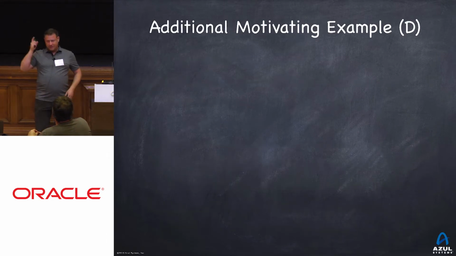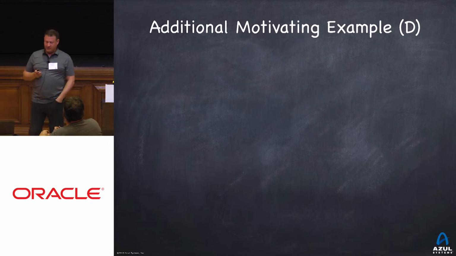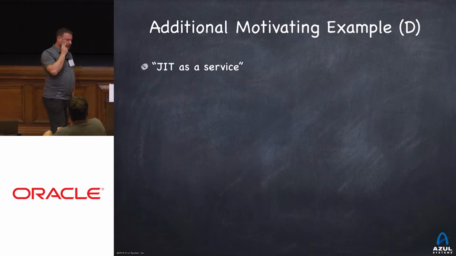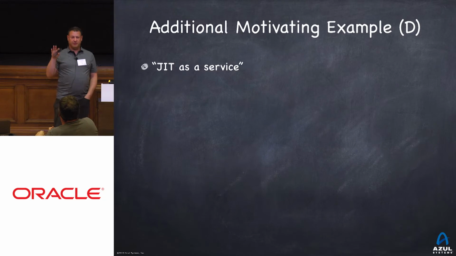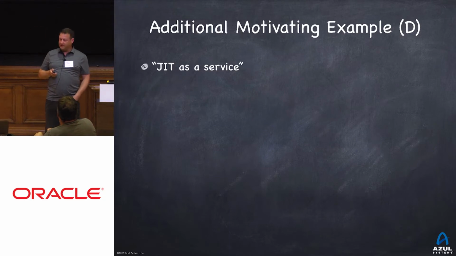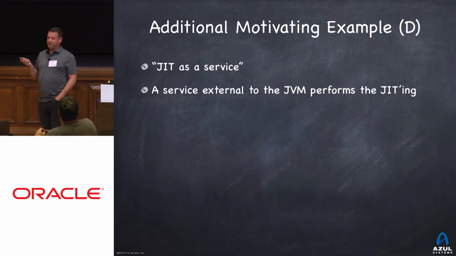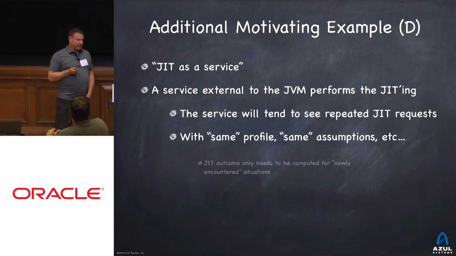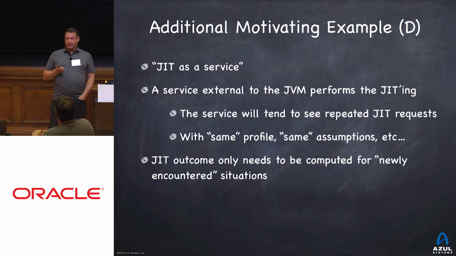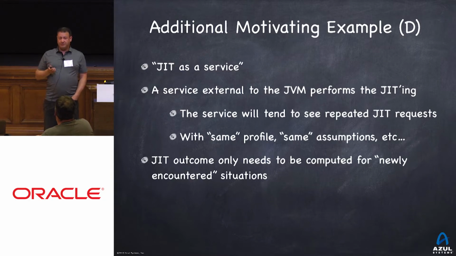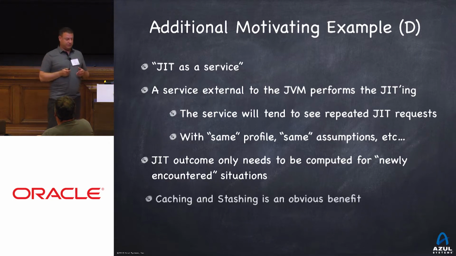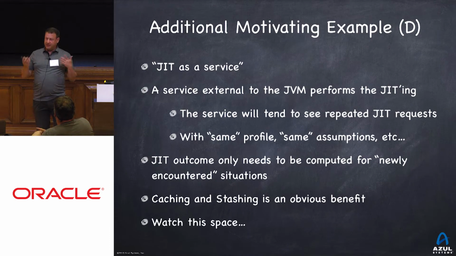And then the last, more pie in the sky kind of motivating example is, imagine that your JIT was a service. There are a few people here that have talked about that, including us. And the JIT is actually not in the JVM, but it's somewhere else. And that JIT basically gets questions from lots of JVMs. And the chances are that it's the same question over and over again for a few thousand methods, probably with similar profiles. So being able to cache that has obvious benefits, right?